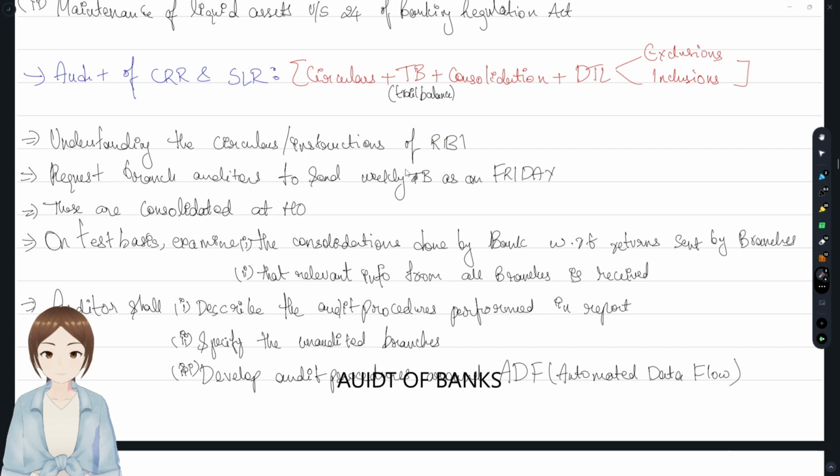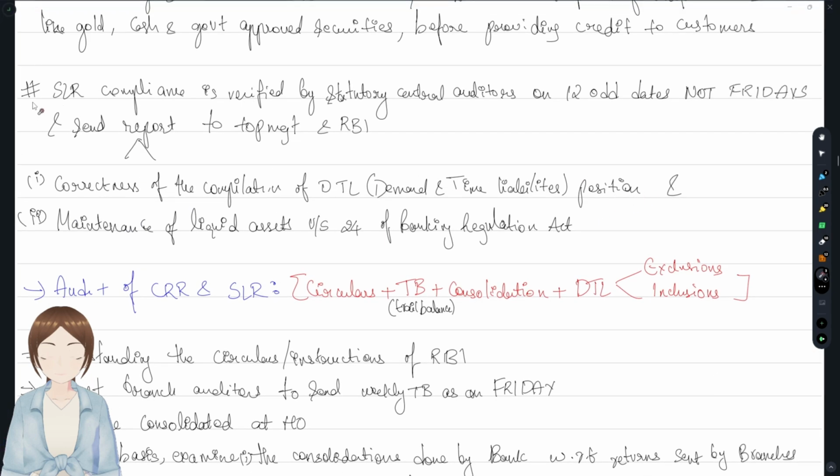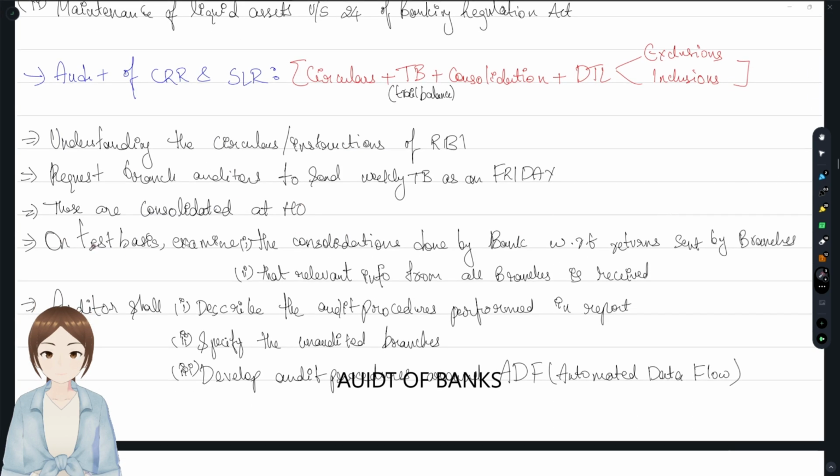Understand the circulars and instructions given by RBI and request the branch auditor to send the weekly trial balance as on Friday. Here you see the branch auditors should ask for the trial balance as on Friday, but you have to check whether SLR compliance is met on Fridays or not. Remember that. And these are consolidated at HO. On a test basis, examine the consolidation done by the bank with respect to returns sent by branches. That is, branches send those returns, right? Trial balance reports have to be consolidated by HO.